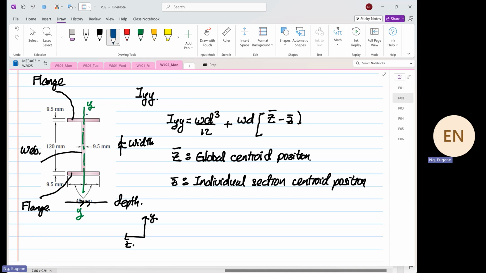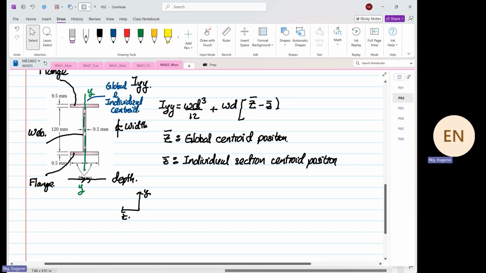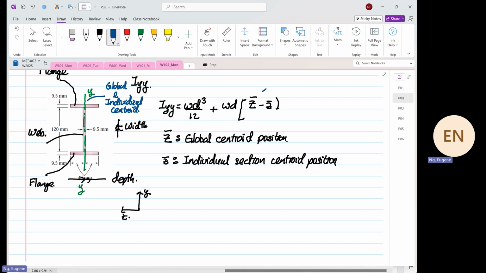This green line is also known as our what? Also known as our global and individual centroid. Okay. So they coincide with one another, right? So when they coincide with one another, what will happen to this term? This term will be equal to what? 0.